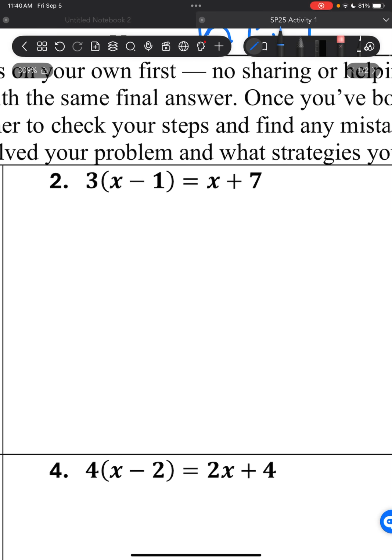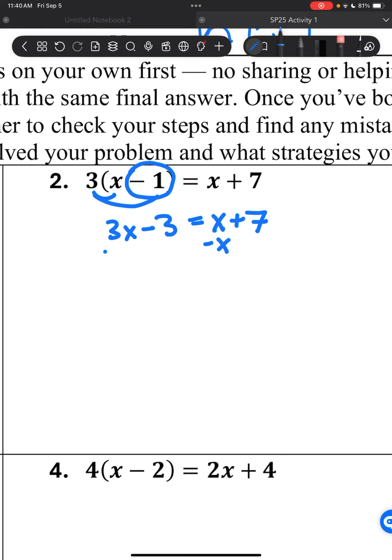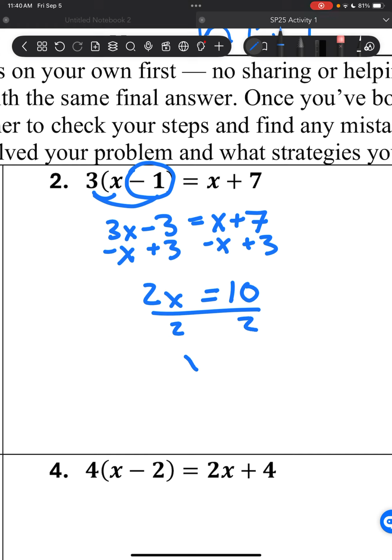Number 2, same thing, we need to distribute, right? So 3 times x, and then 3 times, this is our negative 1, that's how we're going to see this. So that means it's going to be a negative 3. Then our x plus 7 stays the same. Then again, we are going to solve for x like normal. So let's get rid of this x over here. Pretty easy. Gives us a 2x. Then we need to get rid of this 3, so we're going to add 3 to both sides. Then we have 7 plus 3, gives us 10. And divided by 2, right? And that gives us x equals 5.